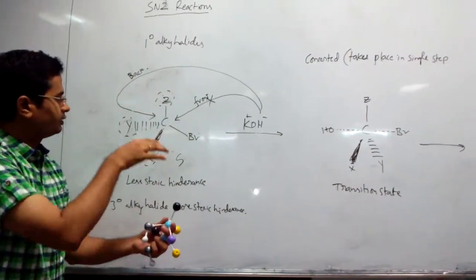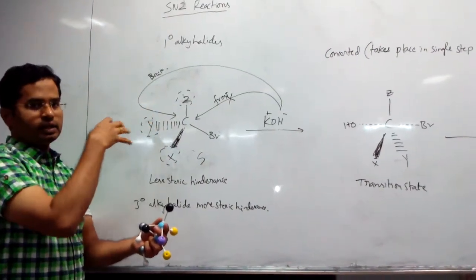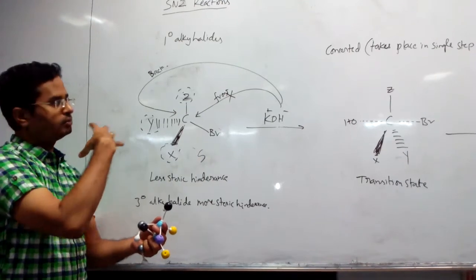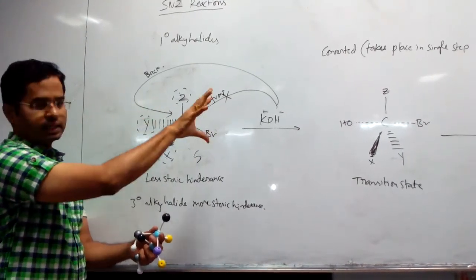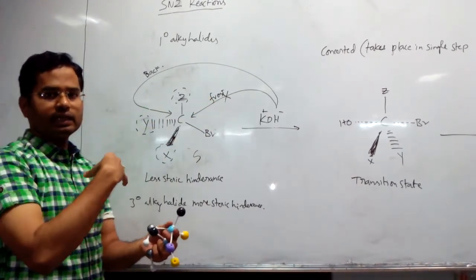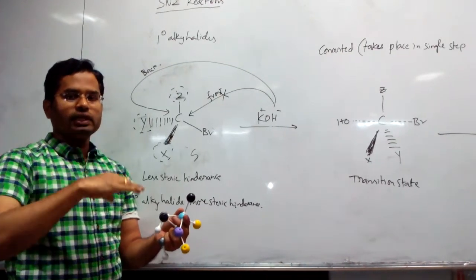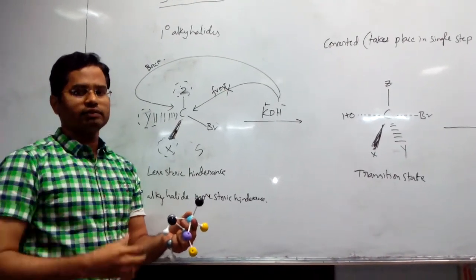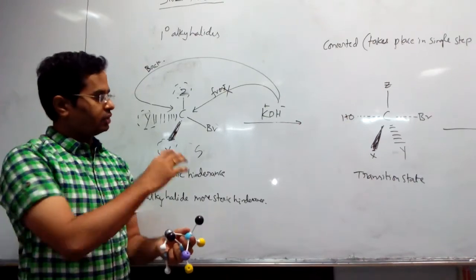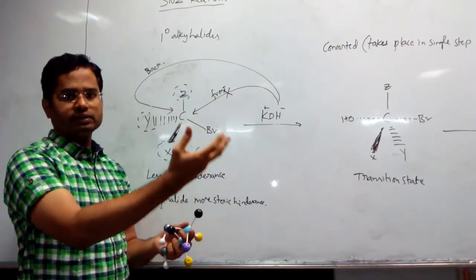Here what happened is that X, Y, Z are flipped from this direction to that direction. It is like the flipping of an umbrella in strong wind. So inversion has taken place, and the configuration changed.